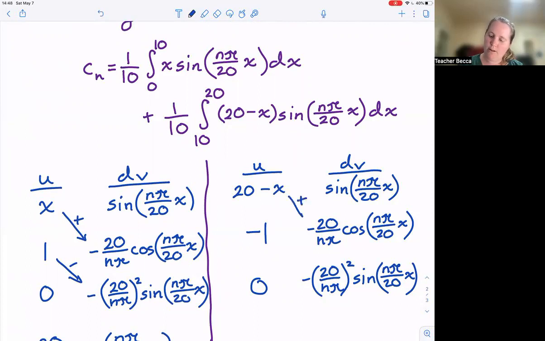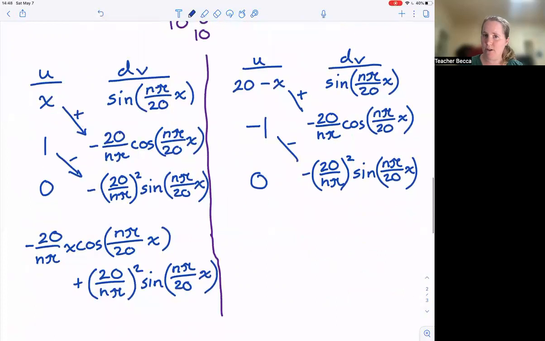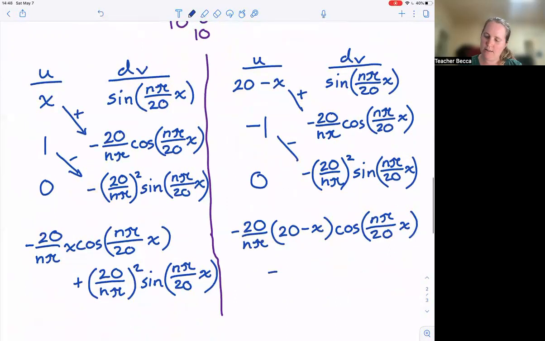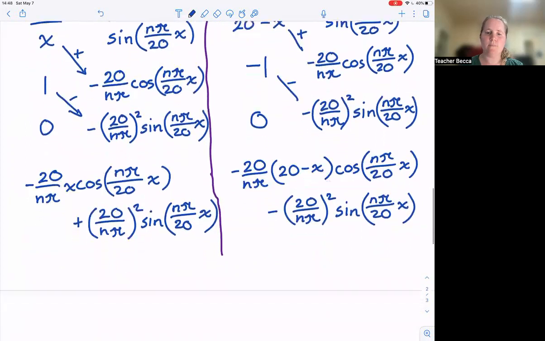We take the positive product on the first diagonal, negative product on the second diagonal. So this integral becomes negative 20 over n pi times 20 minus x times cosine of n pi over 20x. Then we'll have minus 20 over n pi whole fraction squared, sine of n pi over 20x. So these are our two integrals.